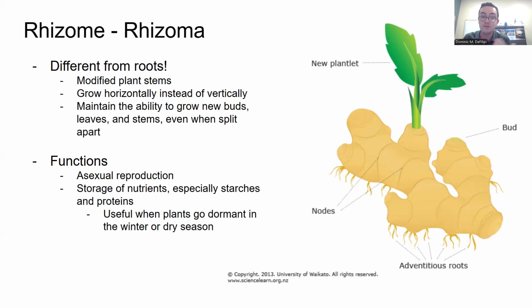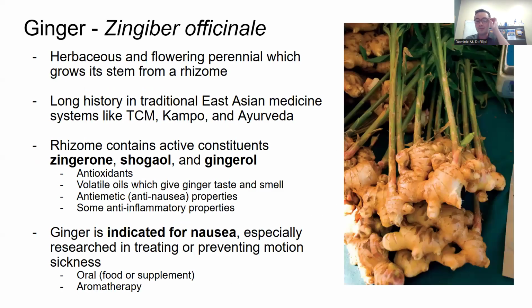It's useful when a plant goes dormant in the winter or dry season as well, because they have all that storage, sort of like, not like a bear eating before hibernation. It goes into dormancy, and then it has just enough energy by the end of winter or the end of the dry season to start sprouting again when conditions are favorable. Perhaps our most favorite type of rhizome would be ginger, or Zingiber officinale.